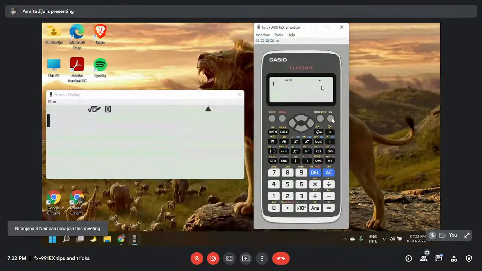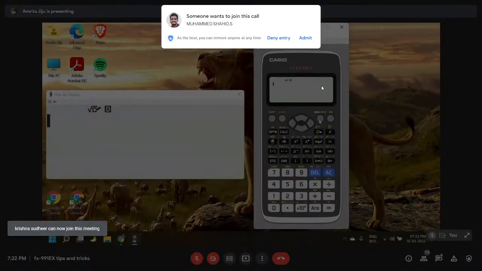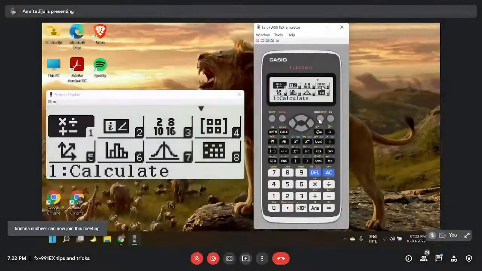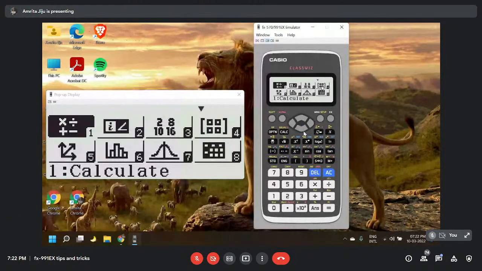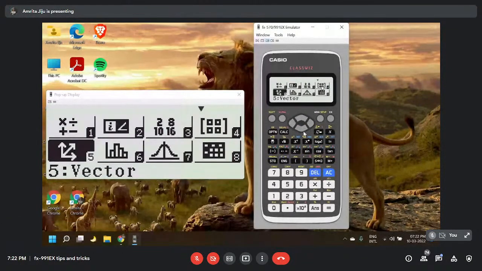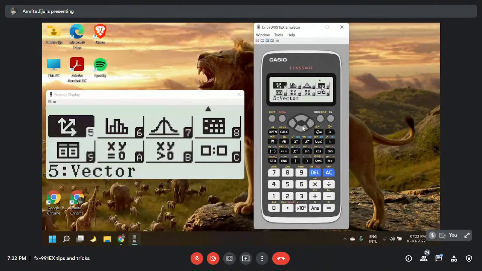First of all, this is the on off button. You just click this button to switch the calculator on or off. And this is the menu button, where we navigate to different functions. These are the navigation buttons, so you can move left, right, up or down.